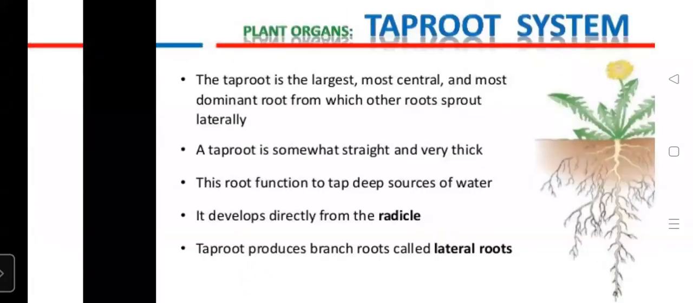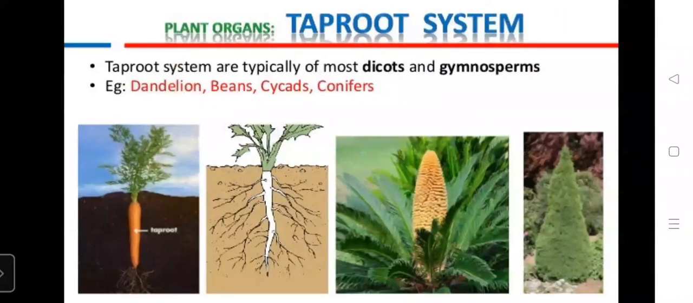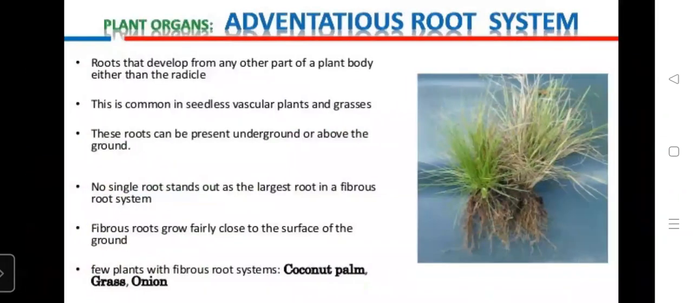Next we are coming to the root anatomy. You already know what the tap root system and adventitious root system are. Tap root systems are typical of most dicots and gymnosperms, for example beans, cycads, conifers and dandelion. The adventitious root system can be observed in the coconut palm and the Graminaceae family. It is common in seedless vascular plants and grasses also. These roots can be present underground or above the ground.